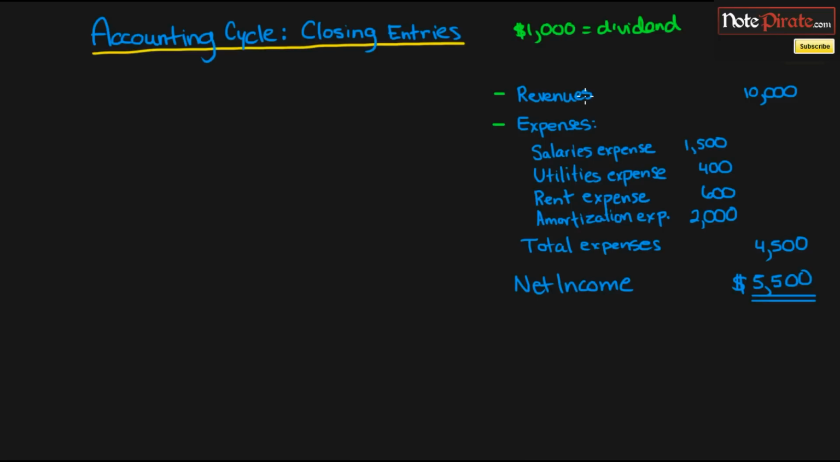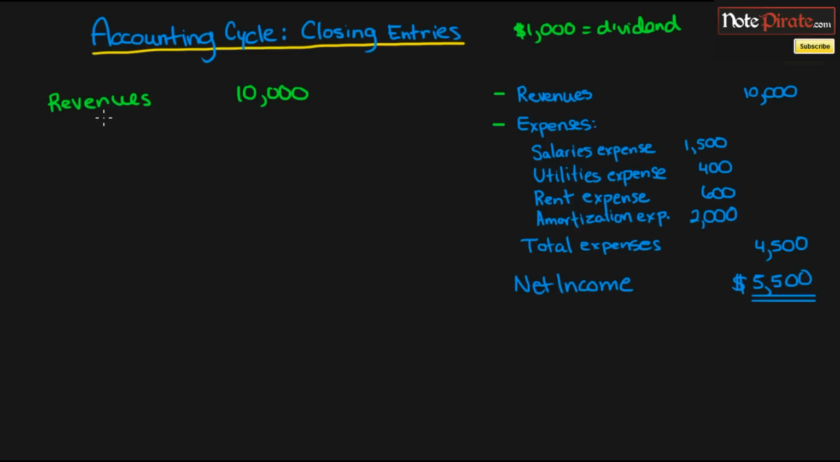Revenues have a balance of $10,000, and if you remember, revenues have a credit balance. So in order to reduce revenues down to zero, we're going to take revenues and debit them $10,000. This way, they have a balance of zero in this account.